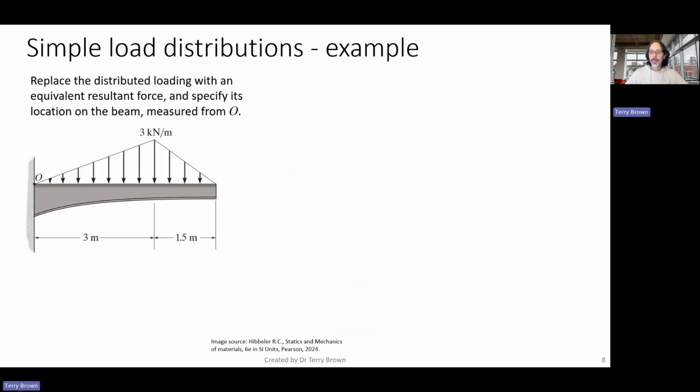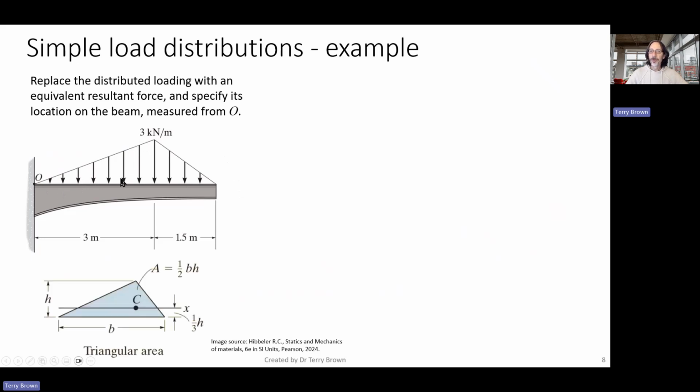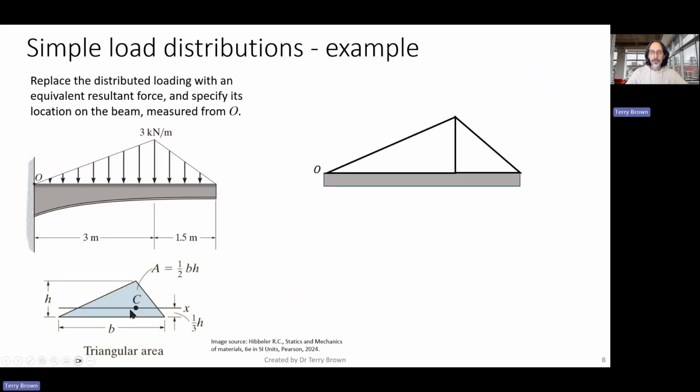So let's have a quick look at a simple example. We've just got this beam here with a distributed load, which is linearly varying from 0 to 3 kilonewtons per meter back to 0 at the other end. And we want to work out the equivalent resultant force and where it acts on the beam. So we've got two triangles here, so we can just use the triangular area. These are in the appendix in the textbook, or you can look them up online. There are probably hundreds of websites that list all of these properties of common shapes.